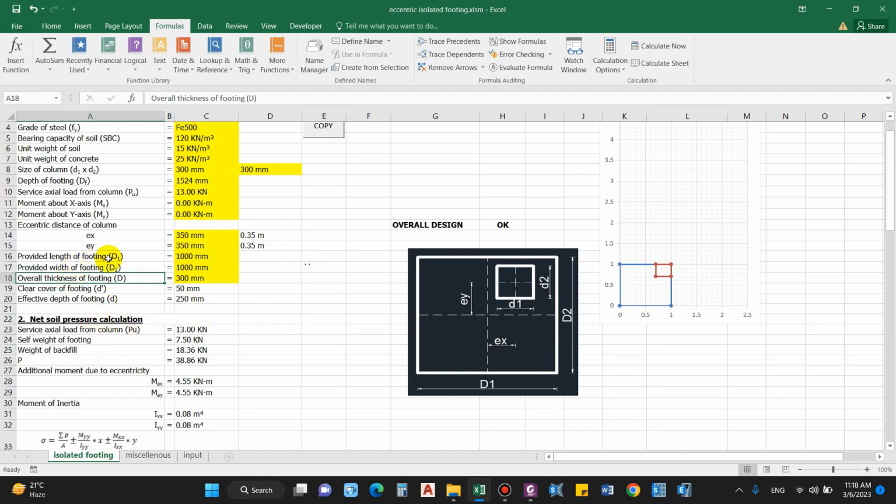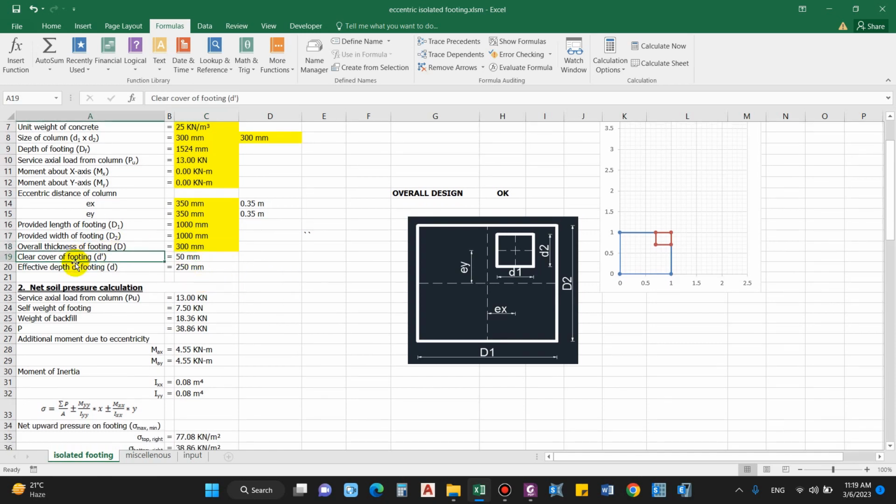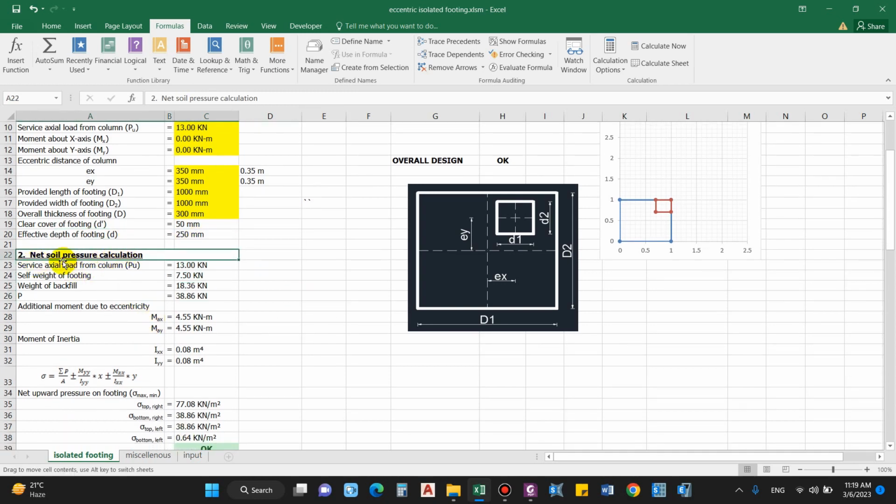Now, provided this, we will check whether it satisfies the bearing pressure or not. Now overall thickness, let us assume 300 mm, and effective cover, take this as 50 mm. The effective depth of footing will be 250 mm. Now net soil pressure calculation.